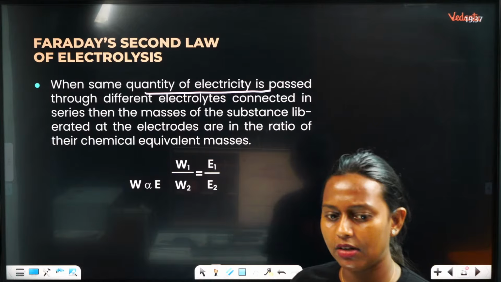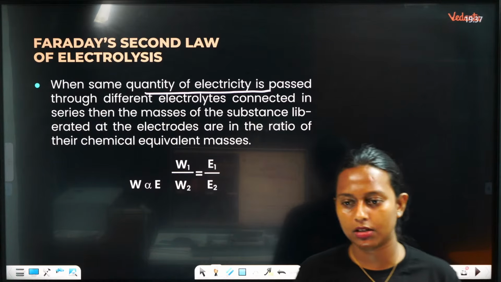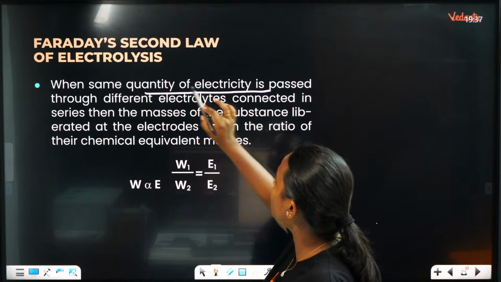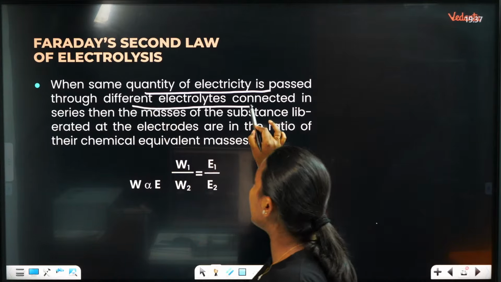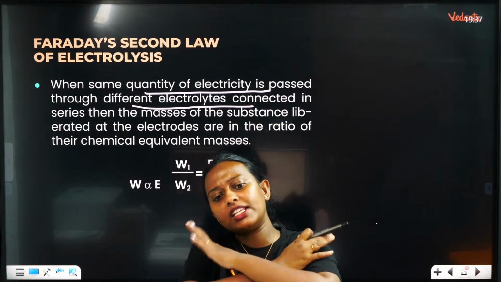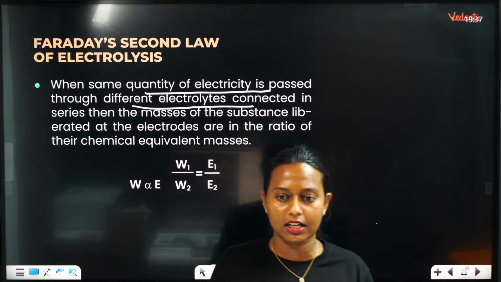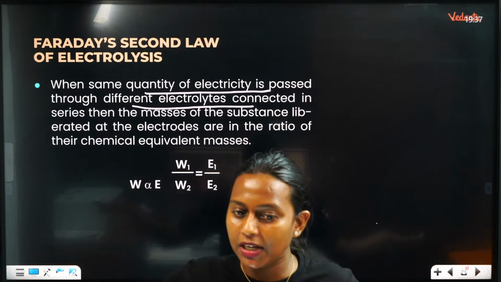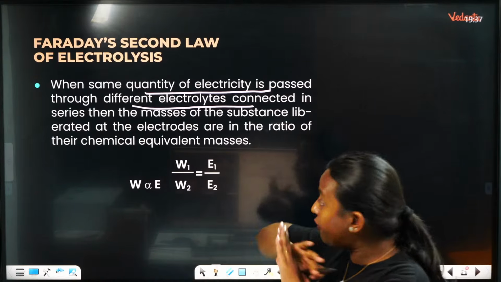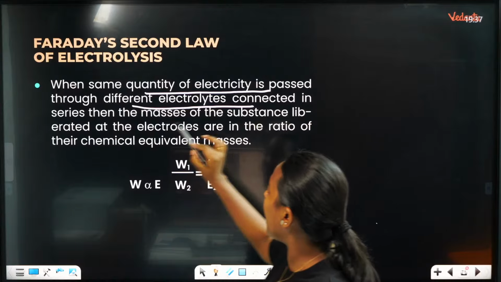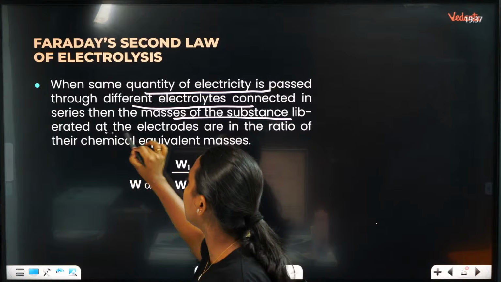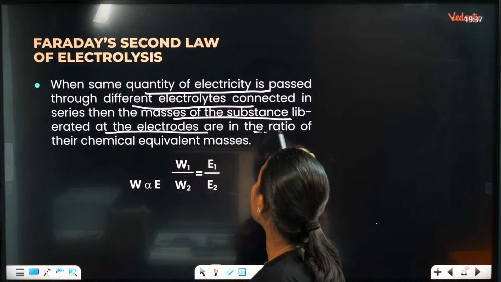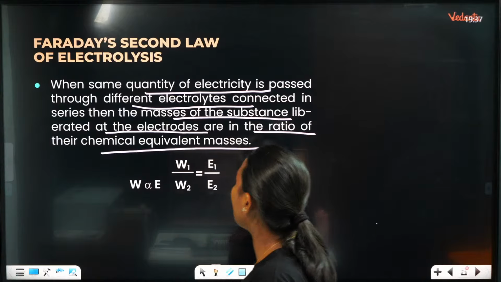So when the same quantity of electricity is passed through different electrolytes, connected in series, the masses of the substance liberated at the electrodes are in the ratio of their chemical equivalent masses.